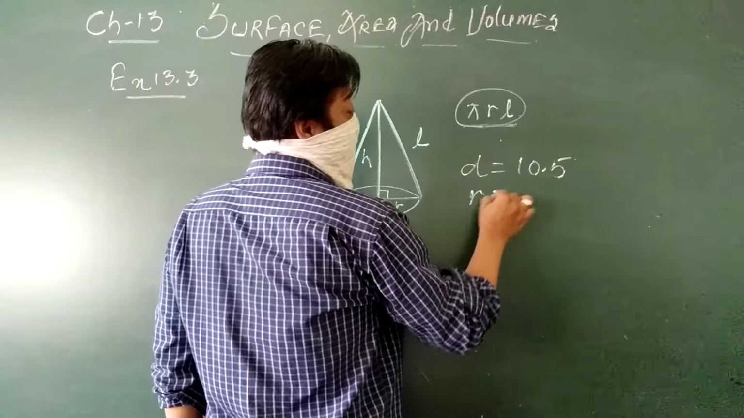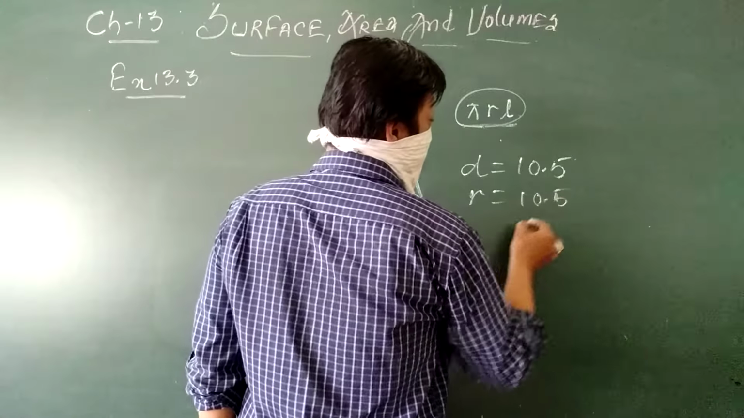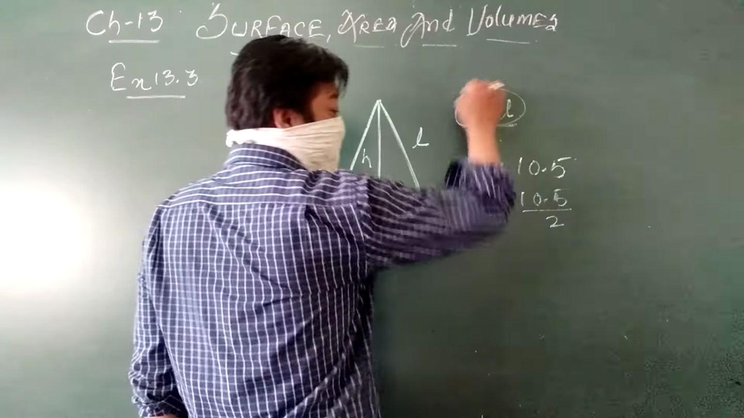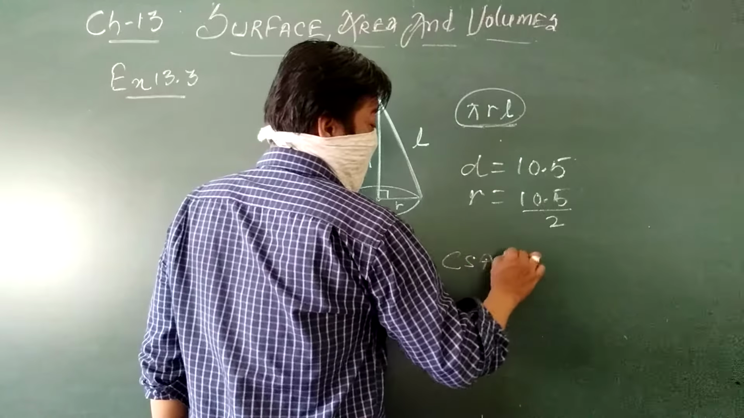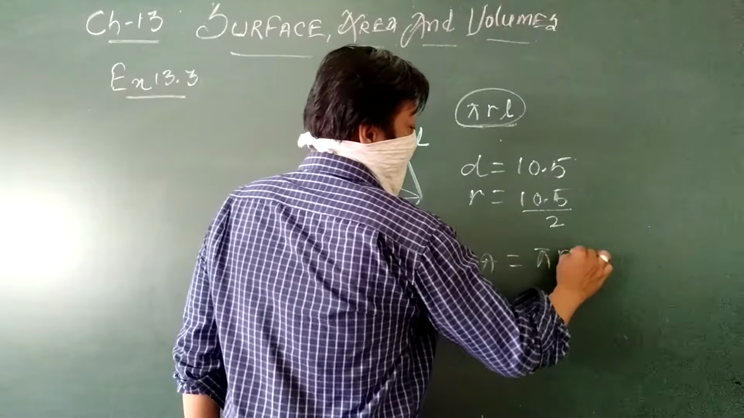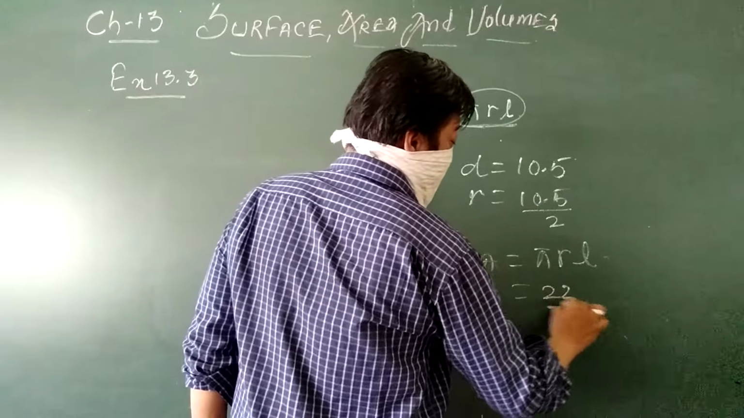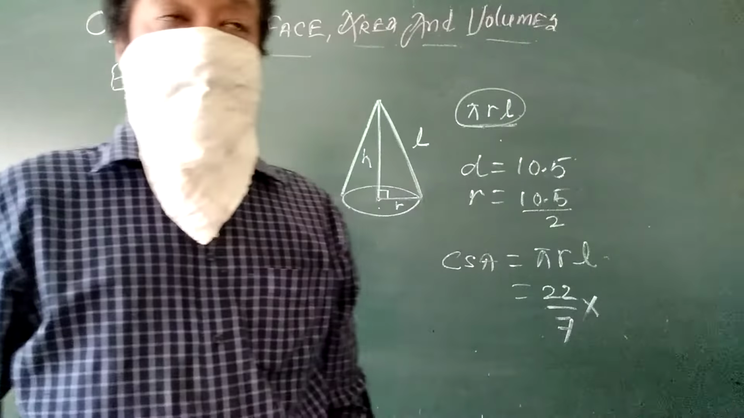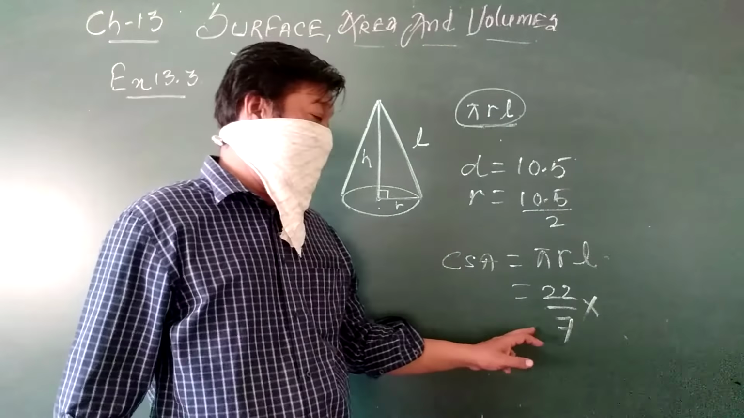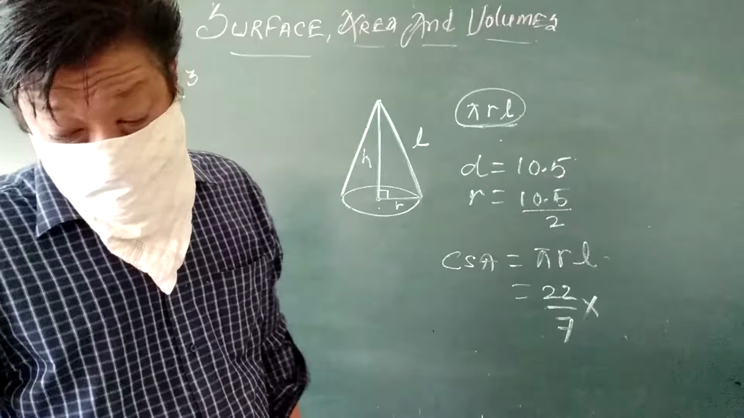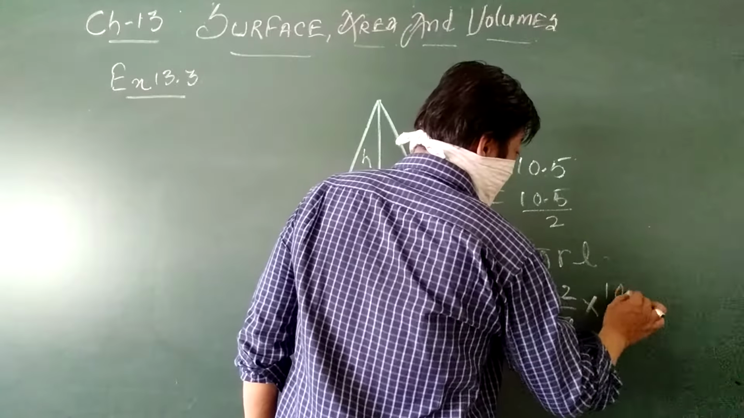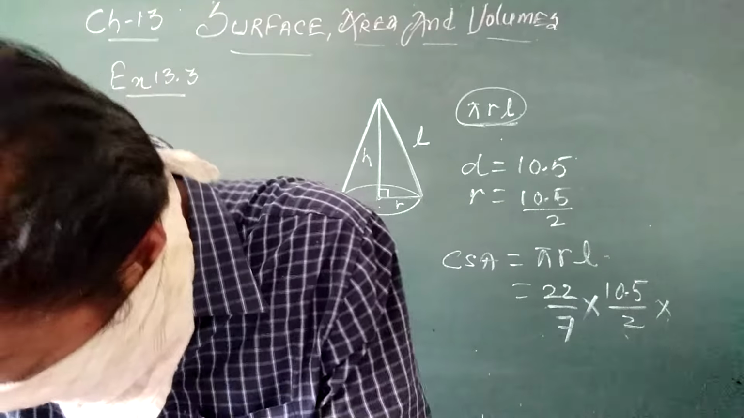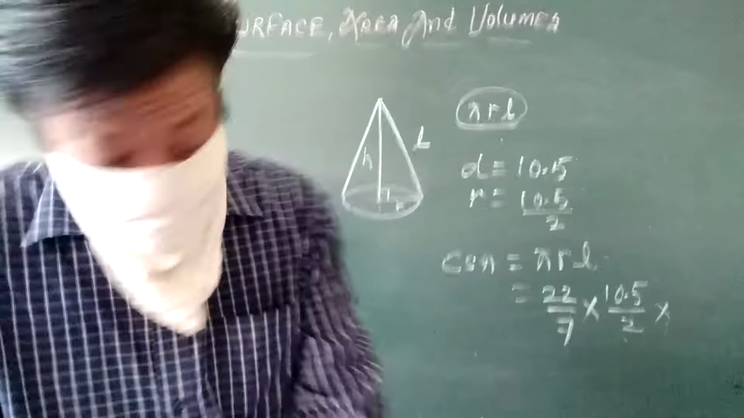Hence, the radius is half of the diameter, so 10.5 divided by 2. Now, you want the curved surface area. It means CSA of the cone is equal to pi r L. You know the value of pi is 22 upon 7. If the question gives pi as 3.14 or 22 by 7, you have to take that, and if nothing is given, you can take 22 upon 7. r is 10.5 divided by 2, into the slant height. Slant height L is given as 10 centimeter.